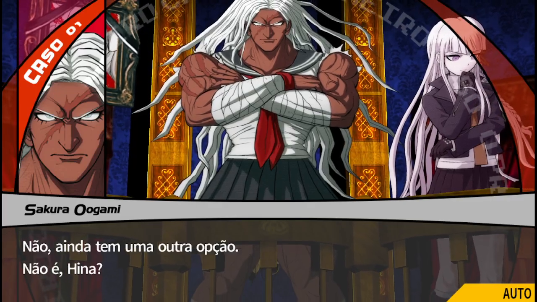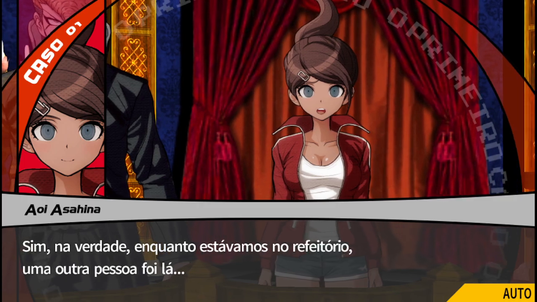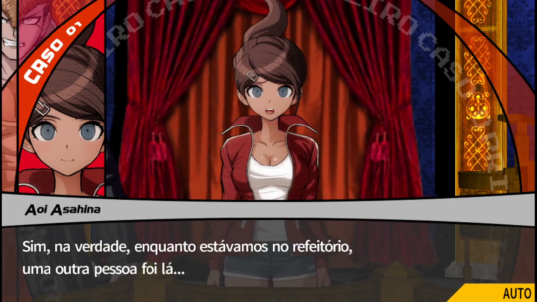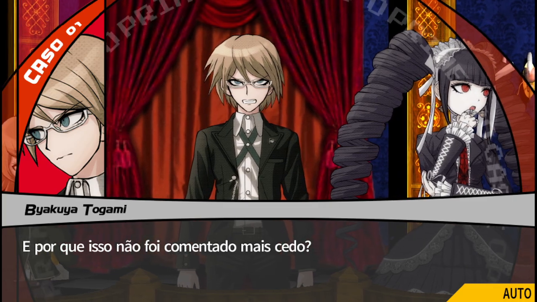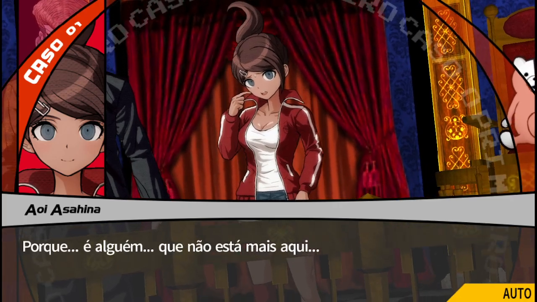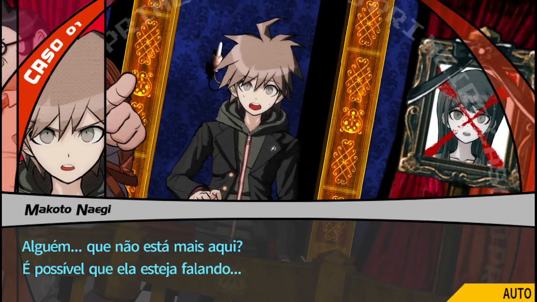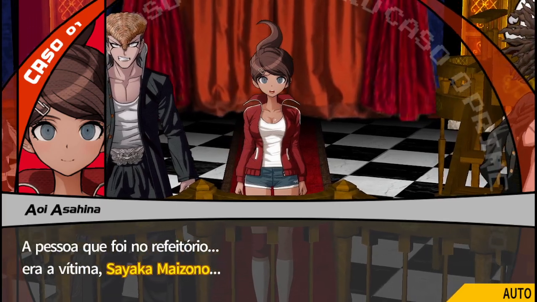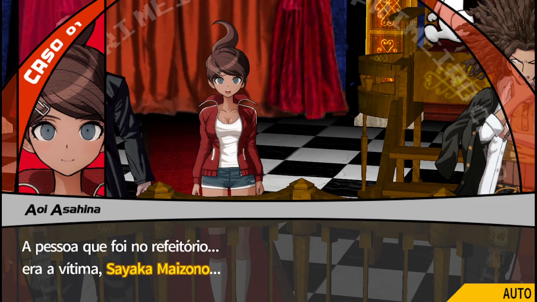Actually, there is one other possibility. Right, Hina? Oh, yeah, that's true! One other person did come to the dining hall while we were there. Why didn't you say so in the first place? Well, because they're not here anymore. Sayaka. She's the one who came to the dining hall. And then later, she wound up dead.